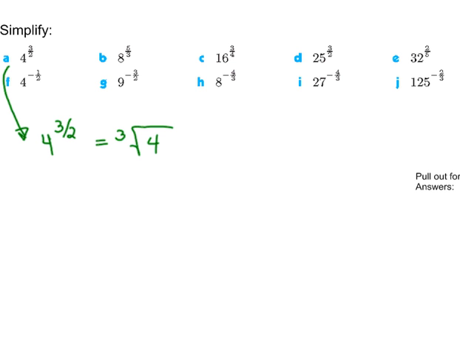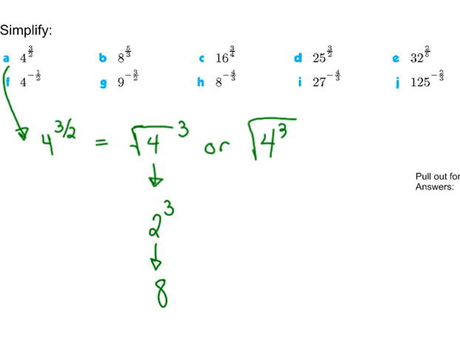Oops, that means the cube root. So you can do the square root of 4 first and then cube it, or you can do 4 cubed and then take the square root of it. It really does not matter the order. It's nicer to work with smaller numbers, and we can easily just take the square root of 4. So we know the square root of 4 is 2, and then we'll cube 2, which gives us 8.